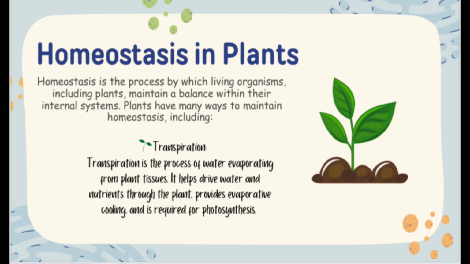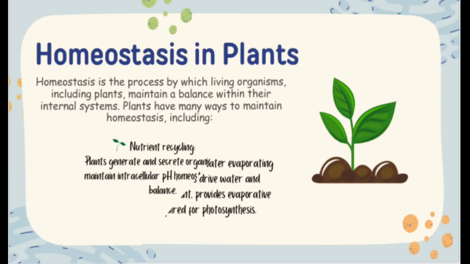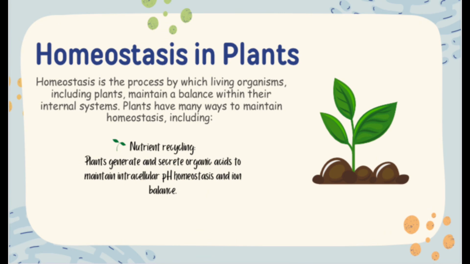Transpiration. Transpiration is the process of water evaporating from plants' tissues. It helps drive water and nutrients through the plant, provides evaporative cooling, and is required for photosynthesis. Transpiration plays a key role in maintaining homeostasis in plants by regulating water balance, nutrient transport, temperature, and gas exchange. It is a crucial process that supports the plant's internal equilibrium, balancing the need for water conservation with the requirements for energy production, growth, and survival. Through various mechanisms like stomata regulation and respiration, plants adjust their transpiration rates to respond to environmental conditions, ensuring optimal functioning.